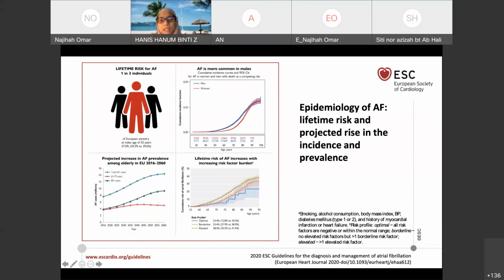Risk burden means like smoking, okay, alcohol consumption, high body mass index, high BP, diabetes mellitus, and a history of myocardial infarction or heart failure. So if you have more of these, then the risk of you getting AF is high.